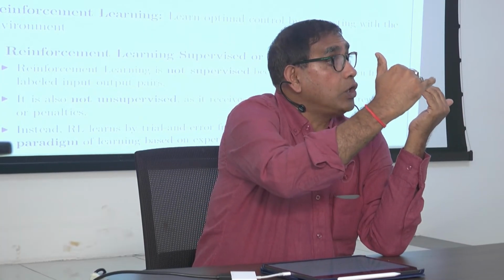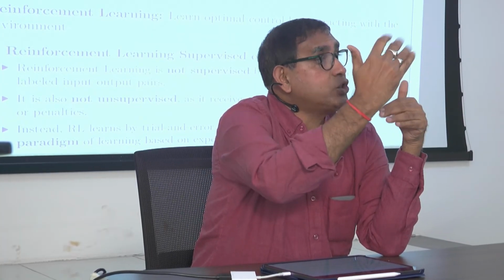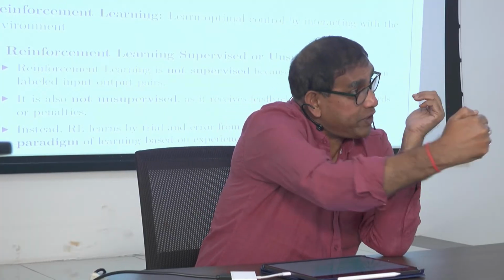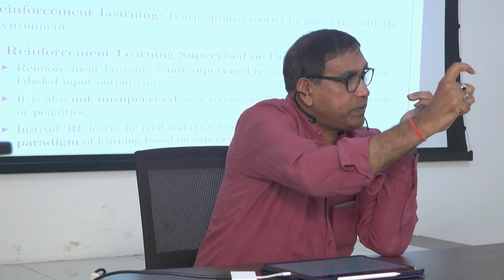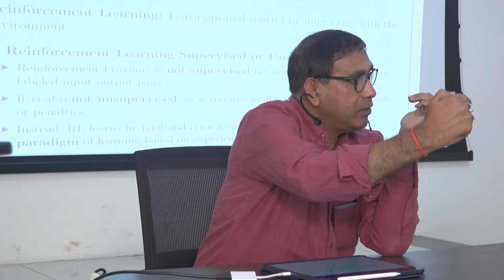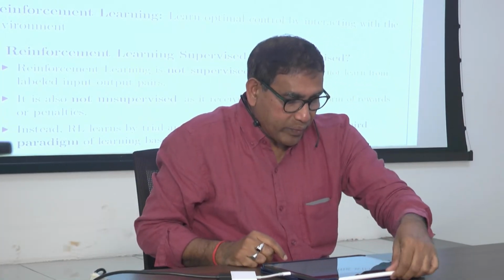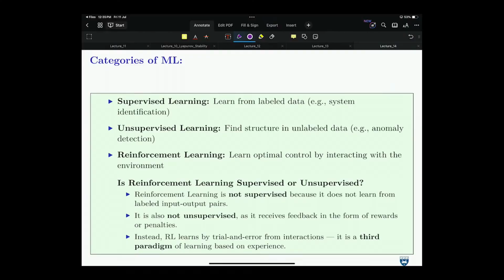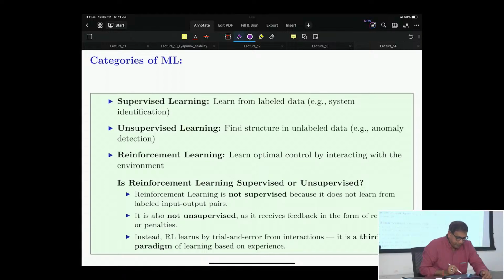Why is it also not unsupervised and supervised? You are also getting feedback. There is a little bit of supervision. Reinforcement learning is not supervised because it does not learn from input-output pairs. It just takes action. It is not unsupervised also because you are getting a reward. From the reward you can know whether you are doing good or bad.